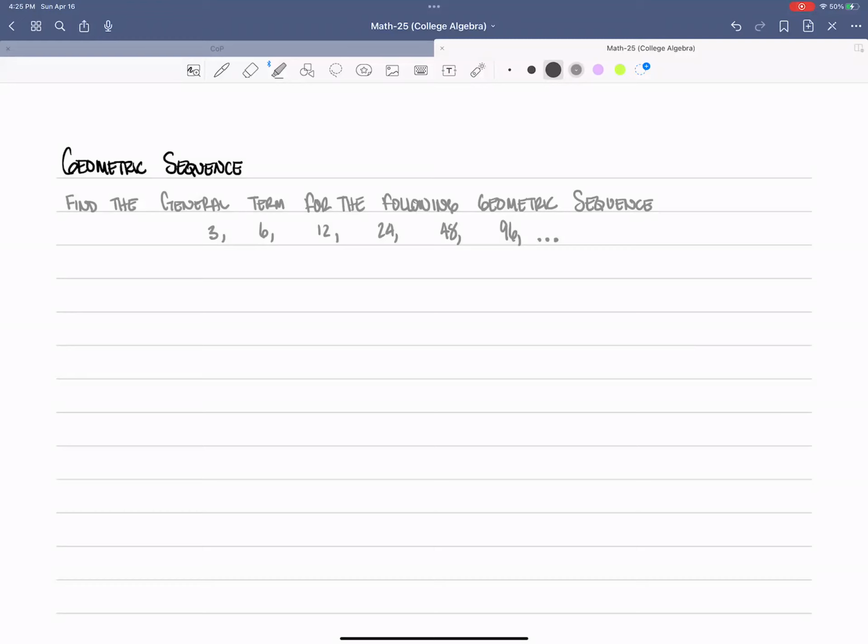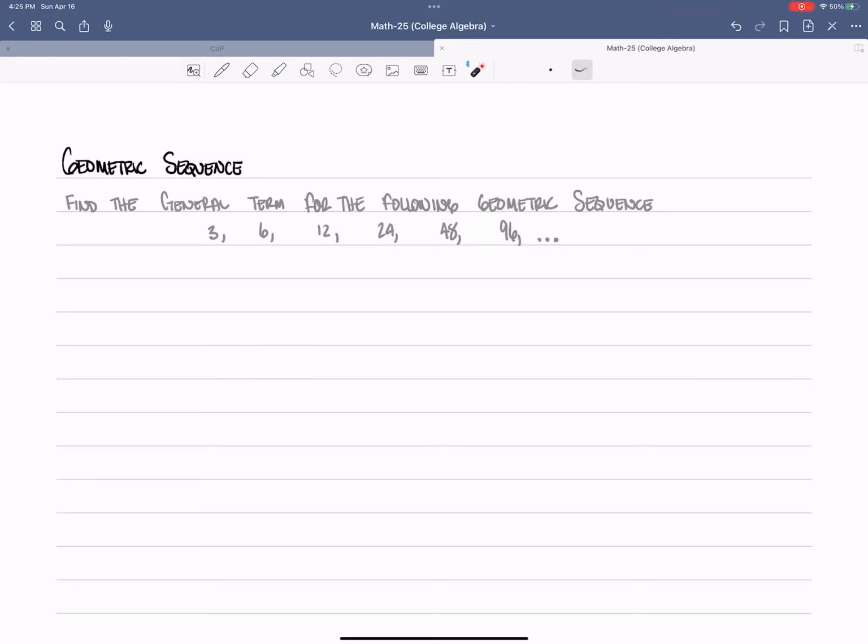Arithmetic, we had a common difference. So we had our first value and we're adding our common difference to get the second value. We're adding 2 times our common difference for the third value, and we're continuing to do that throughout the entire sequence. But here, we're actually calculating a common ratio. So instead of adding to the previous number to get the next number, we're multiplying.